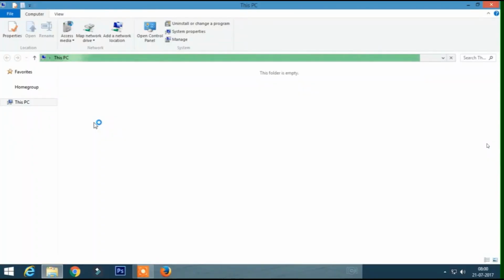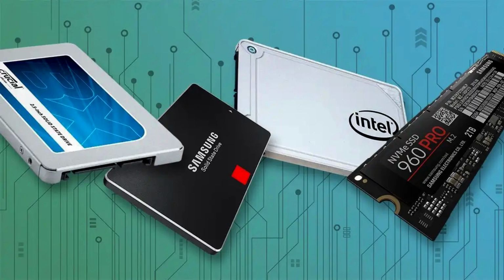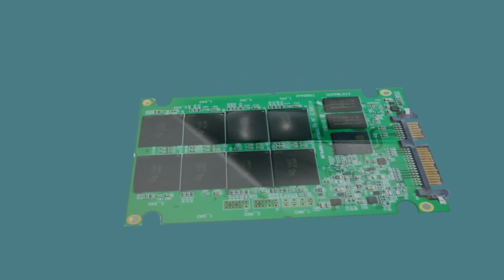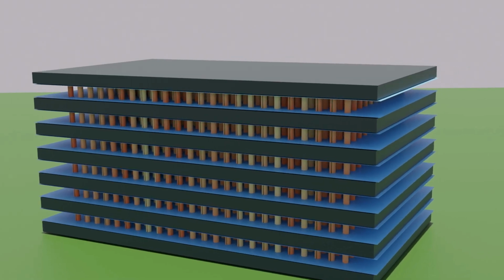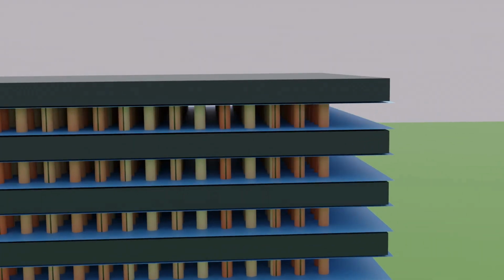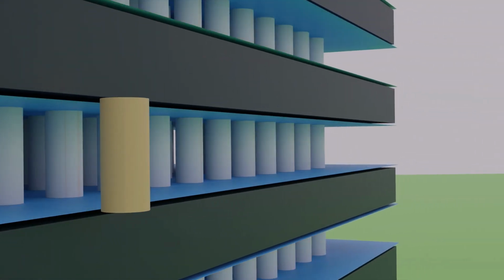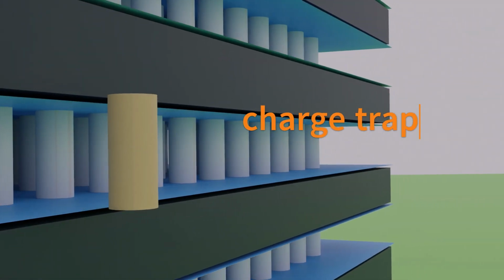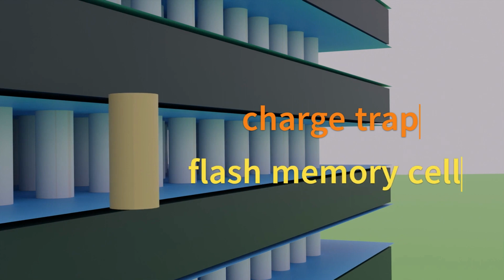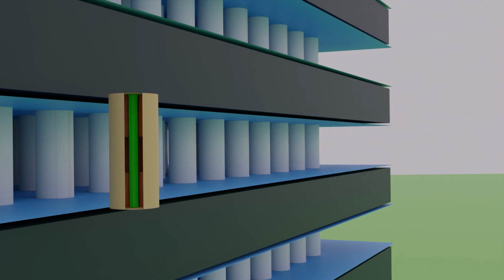But in an SSD, or a solid-state drive, there are no rotating parts. In an SSD, data is stored in the binary form in small cells, arranged in a 3D structure. The most basic unit in an SSD is called a Charge Trap Flash Memory Cell. In each cell, we can store information by placing different levels of electrons onto a charge trap.